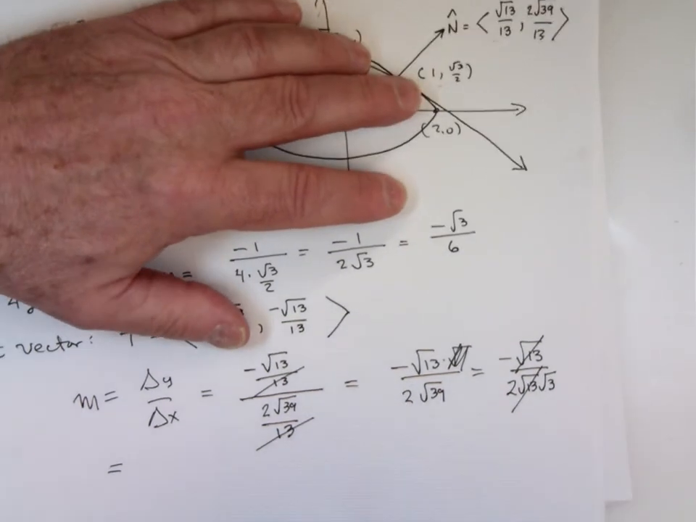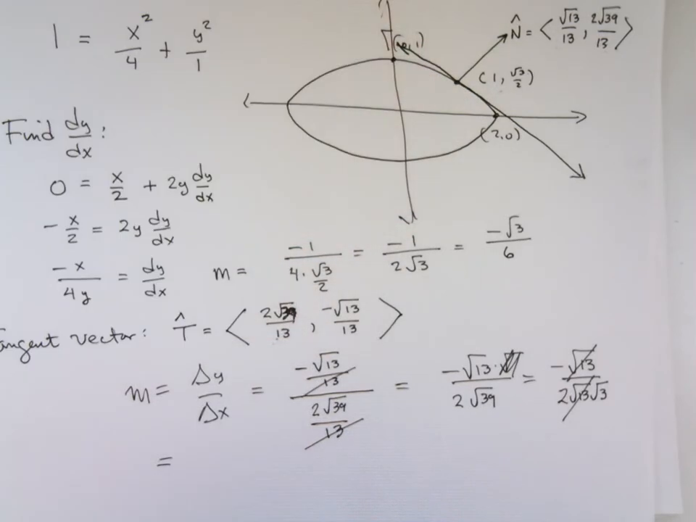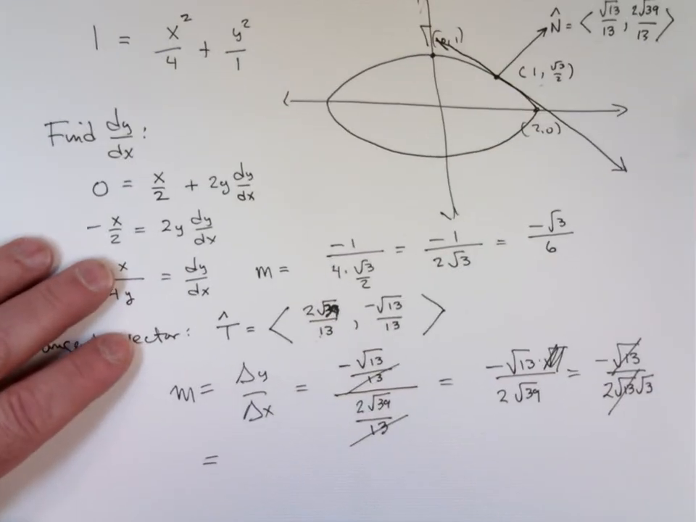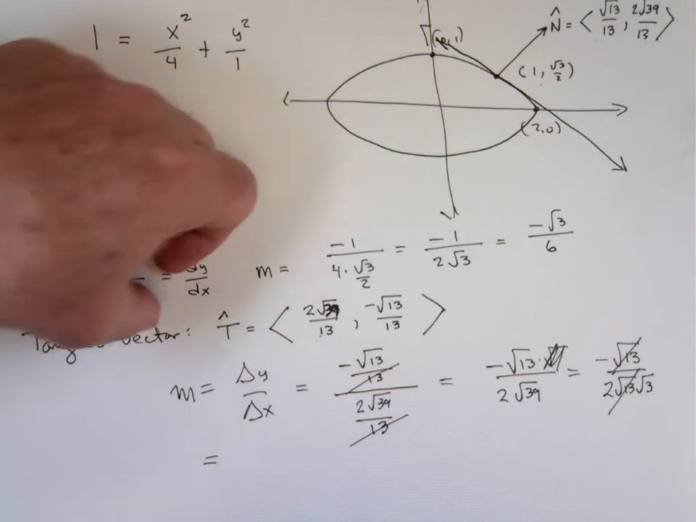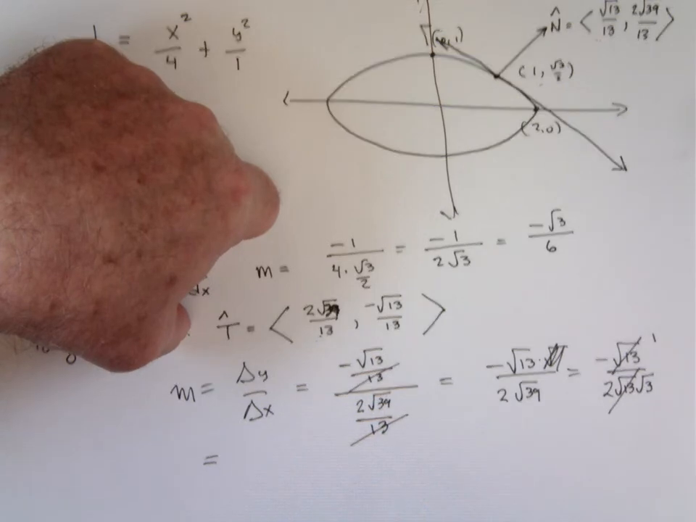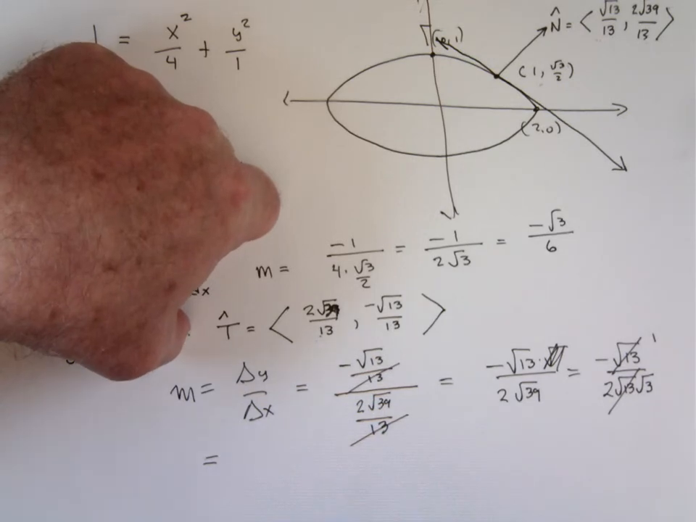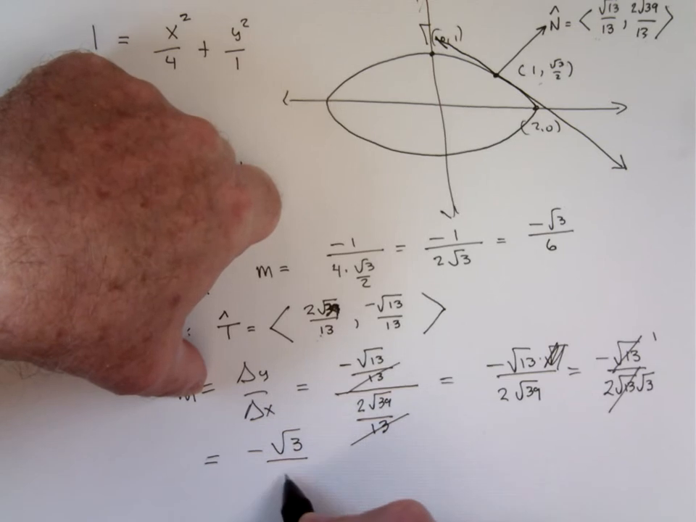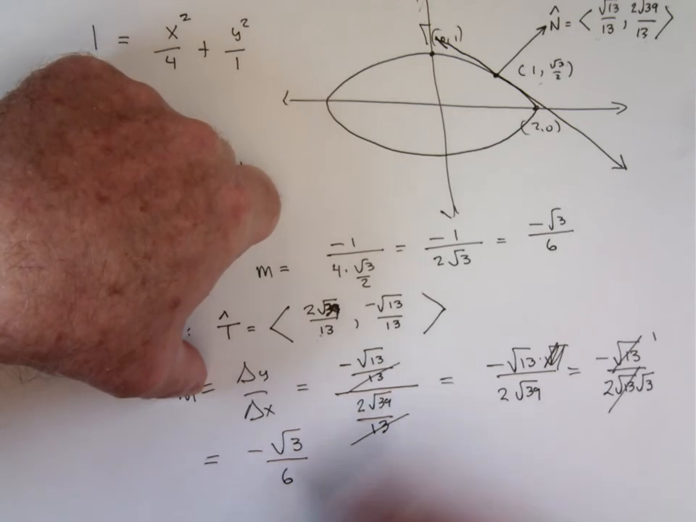Okay, very nice. And now what I want to do is rationalize this by multiplying numerator and denominator by the square root of 3. And what happens? That's nuts. Look at that.